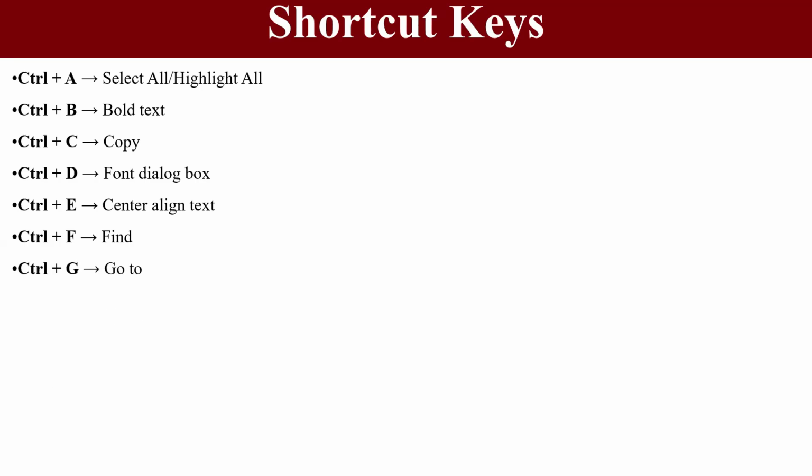Then Control G. Control G stands for go to. When you want to go to some section or page, you have many pages inside your document, like 100 or 1000 pages. It is more difficult to scroll through to the page that you want. You can use Control G to go to any page or section that you want.